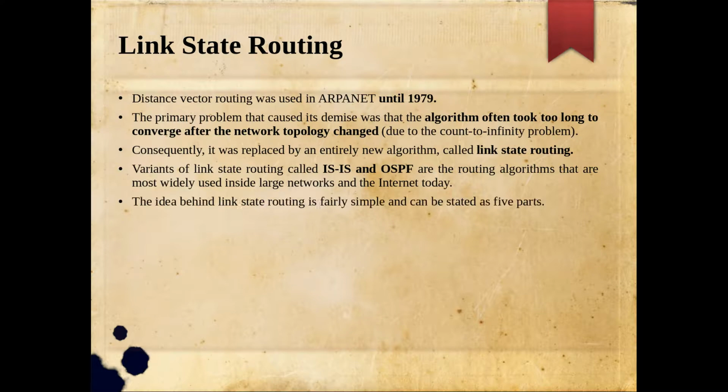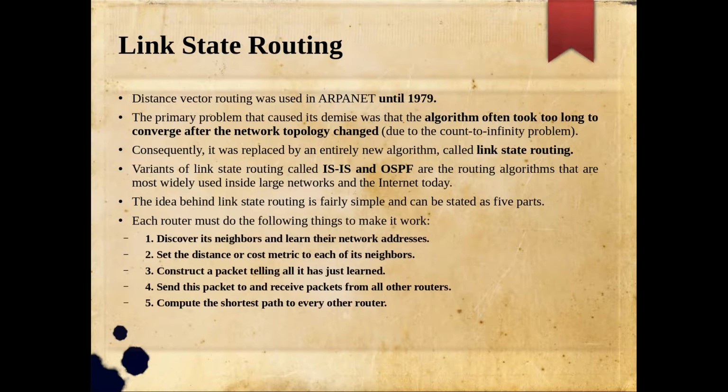The idea behind link state routing is fairly simple and can be stated as 5 parts. Each router must do the following things to make it work. Step number 1, discover its neighbors and learn their network address. The very first thing every router is supposed to do is to discover who all its directly connected neighbors are, and learn their network address, maybe as a way of naming the neighbor.